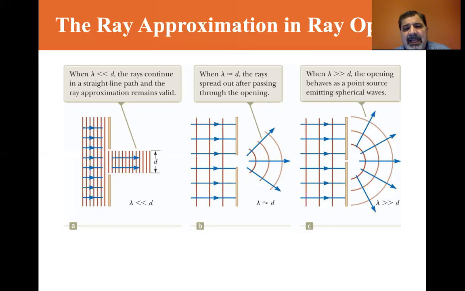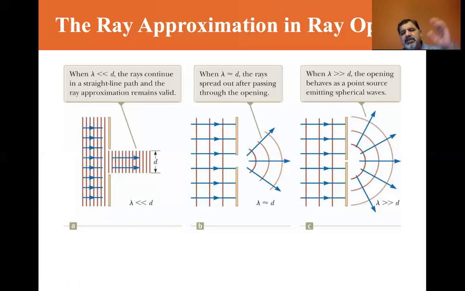Now, when the wavelength is approximately equal to the diameter, the rays spread out after passing through the opening. This is a phenomenon called diffraction, and we'll study that in later chapters. And when lambda is much greater than the diameter D, the opening behaves as a point source emitting spherical waves.